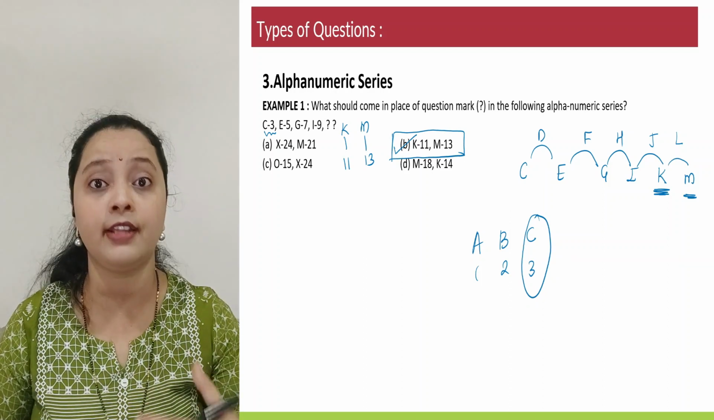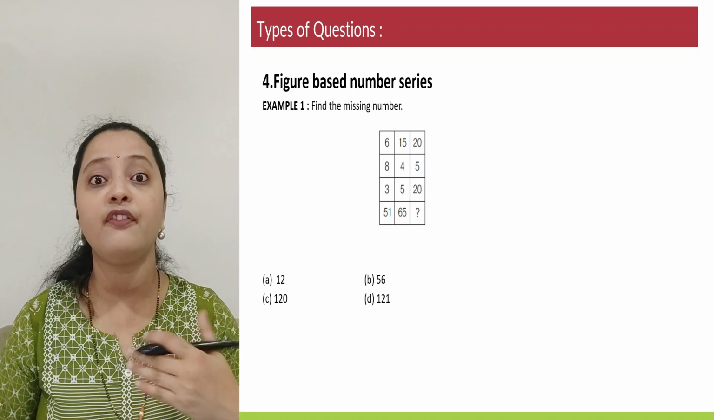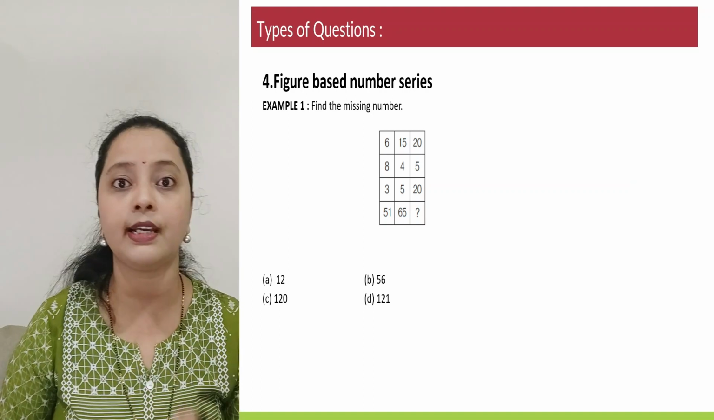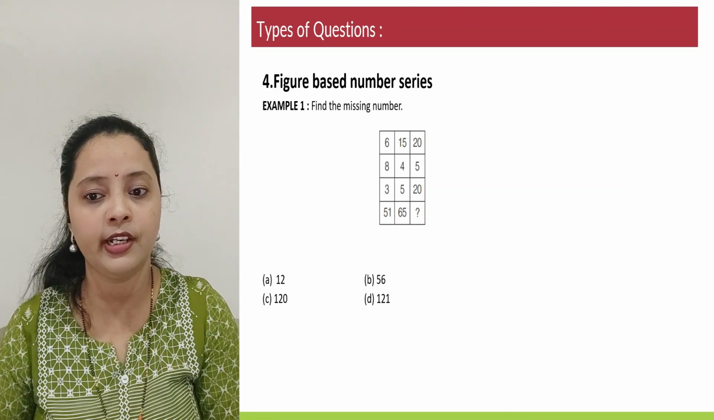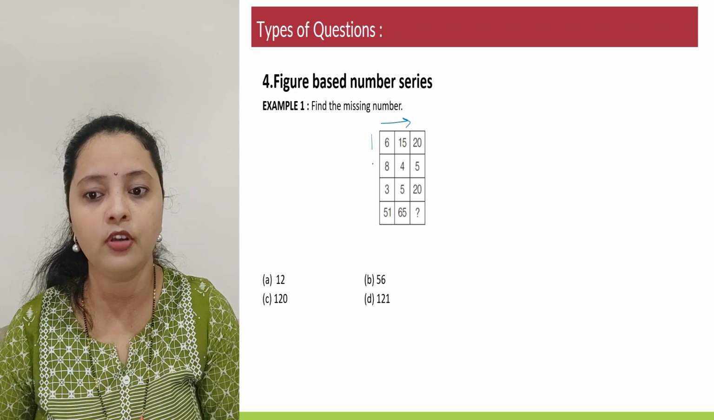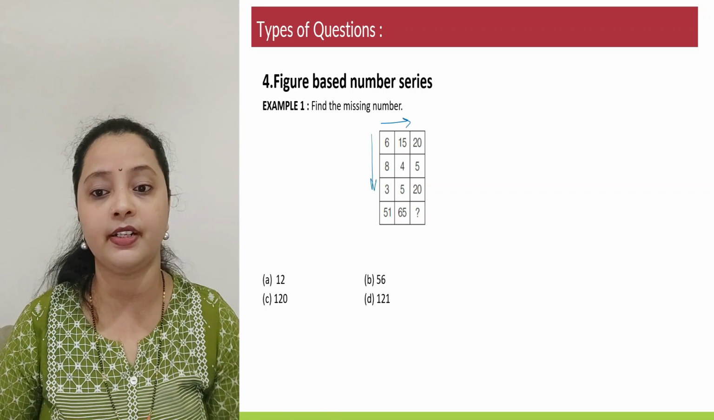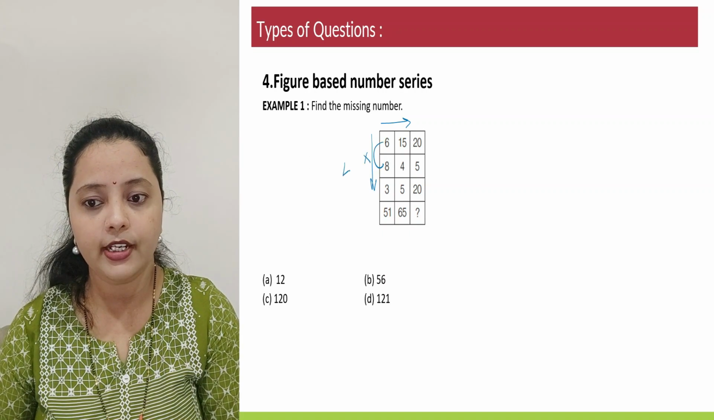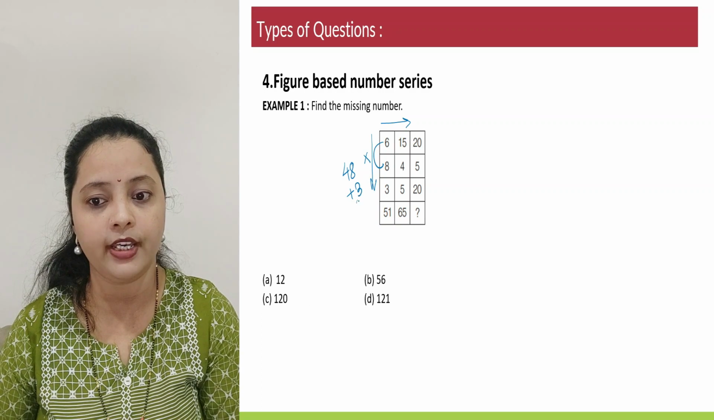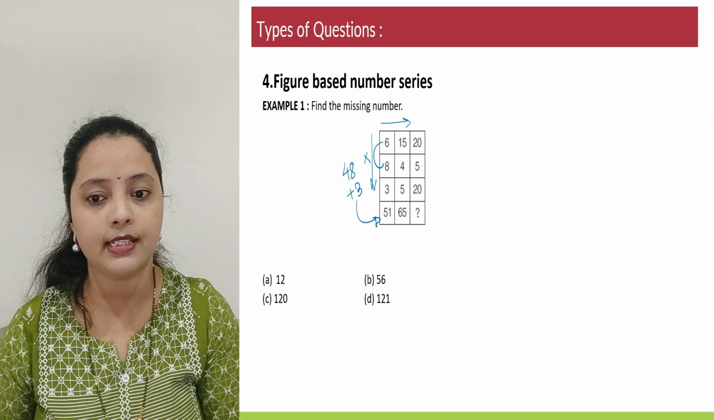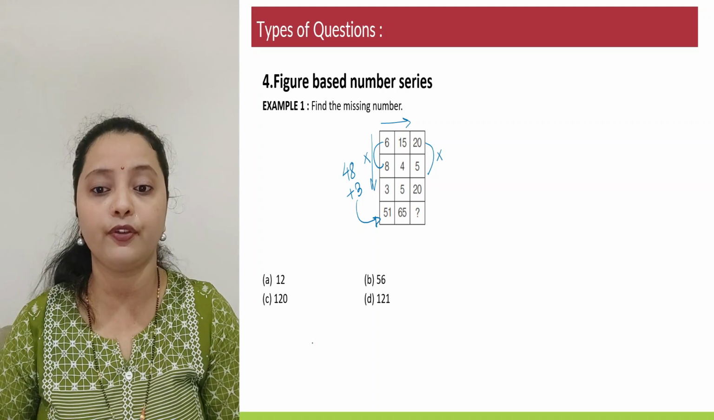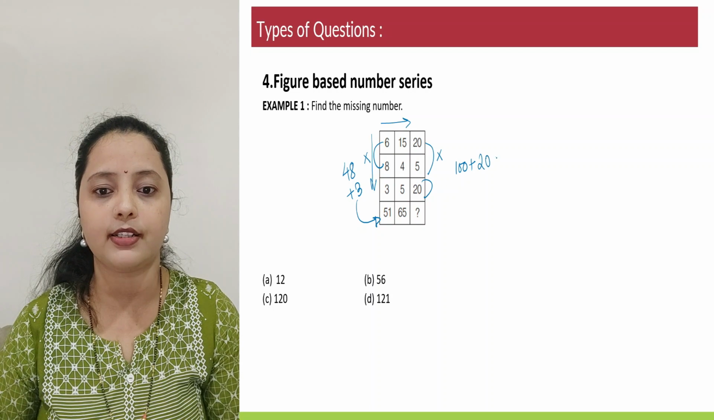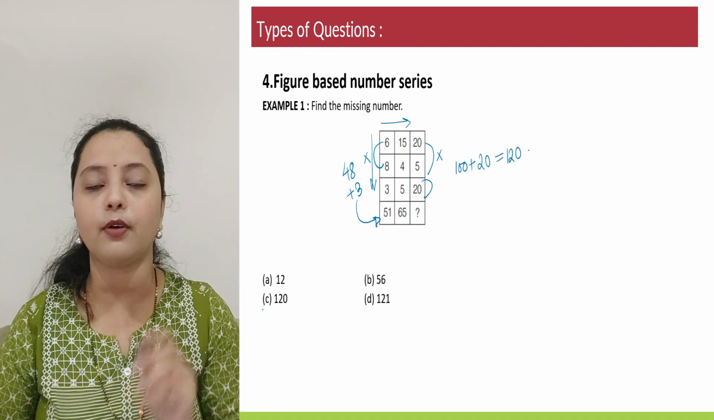Now coming to the next variety of number series, which is figure-based number series. That means you have a figure and certain numbers are lying. Now if it's a sequence like this, which you see on the screen, what are you supposed to relate? Either relate them horizontally or vertically. So horizontally, I don't see any pattern. Vertically, if you check, 6 into 8 is 48 and 48 plus 3 gives us 51. So what would be our answer for this? 20 into 5 gives us 100 and 100 plus 20, our correct answer would be 120. So the correct answer would be option C.